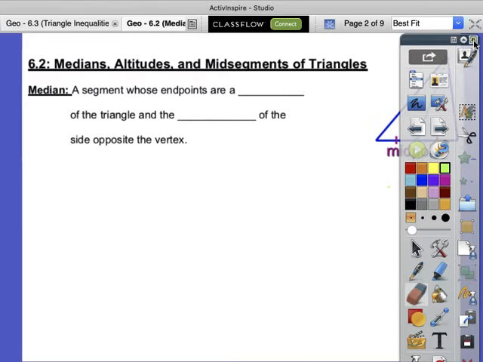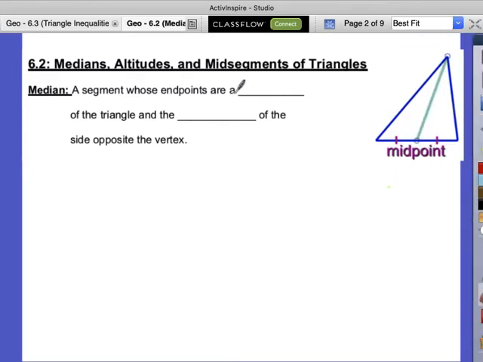A median is a segment. It's a line segment whose endpoints are a vertex of the triangle and the midpoint of the side opposite the vertex.